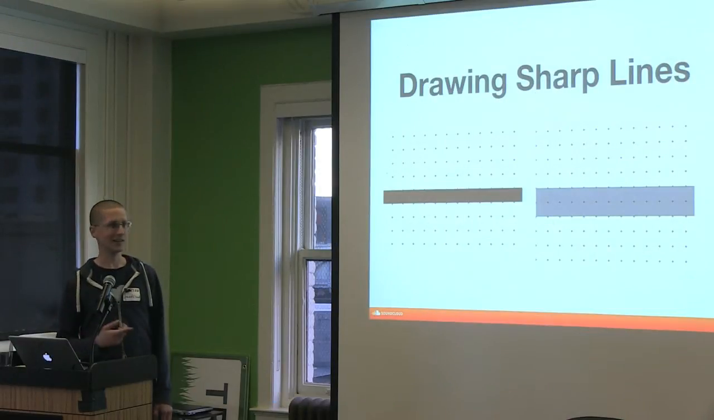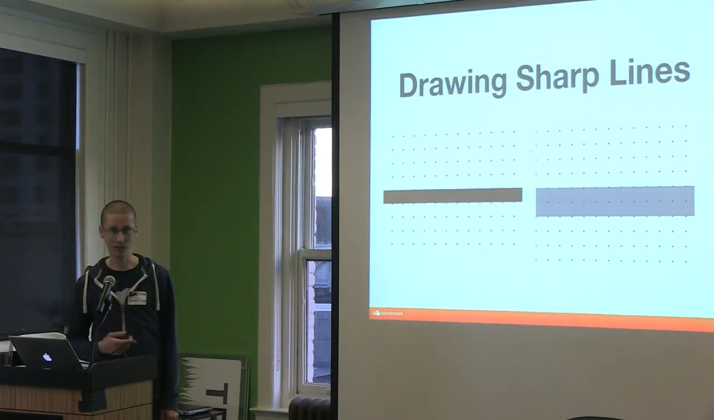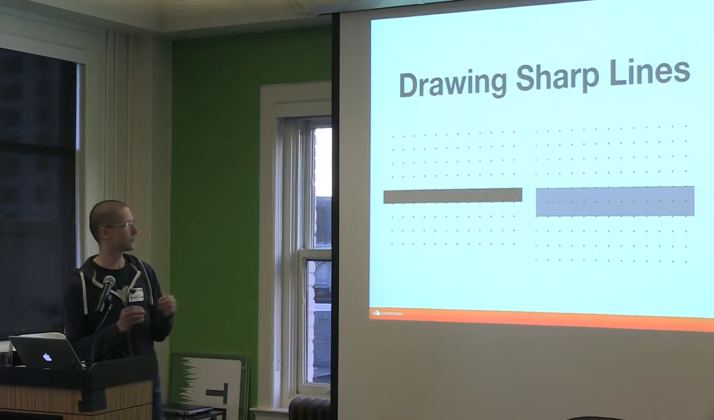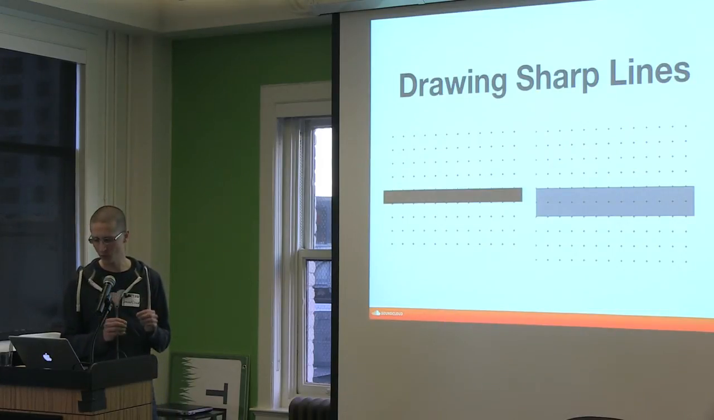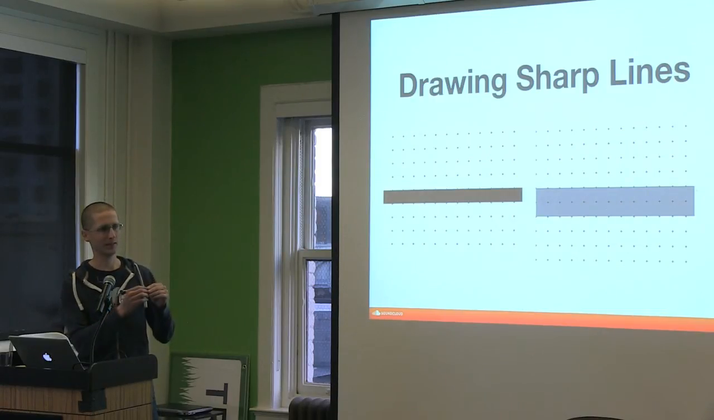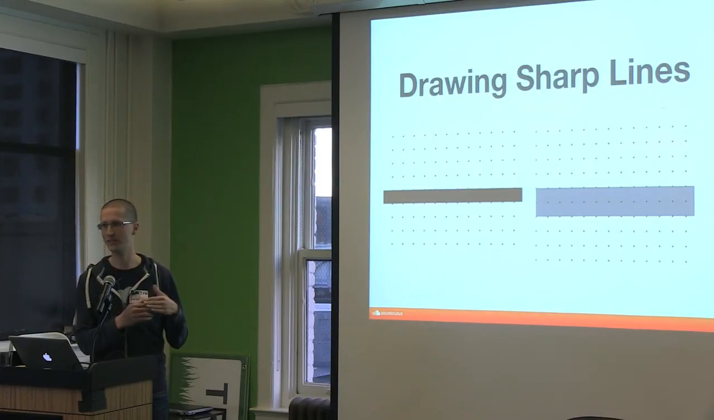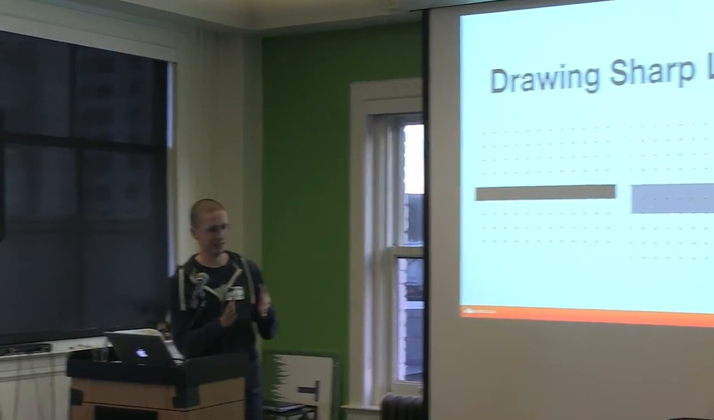And it's actually not a bug. According to the SVG specification, strokes, that's how they call lines or borders, are placed on the pixel boundaries. So if you have 1 pixel, that will be placed on the pixel boundary, split into half, and then anti-aliased into gray. Thanks, SVG.